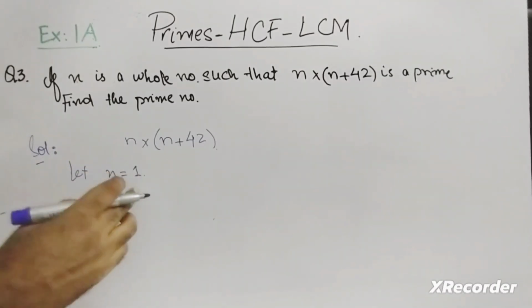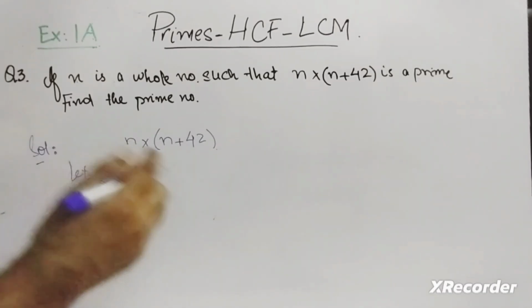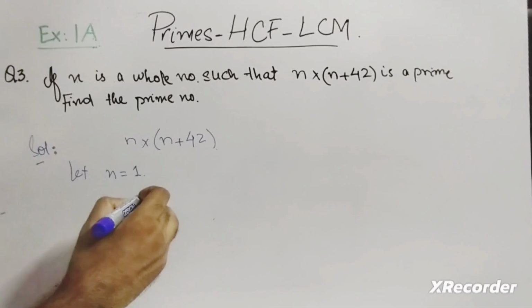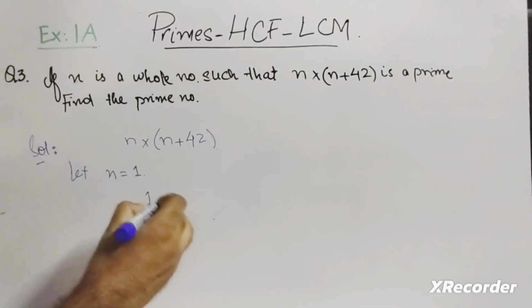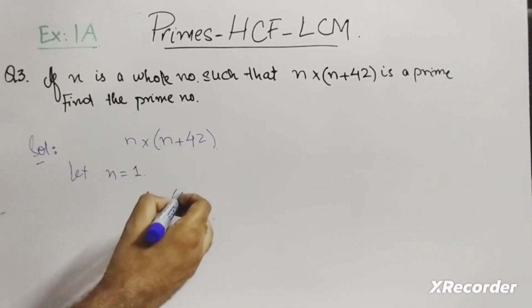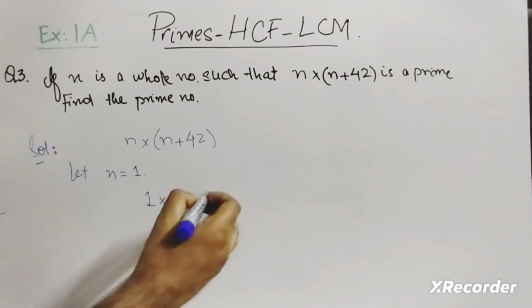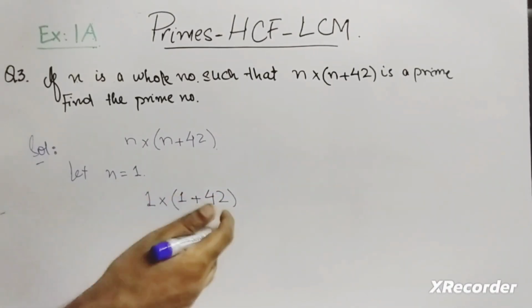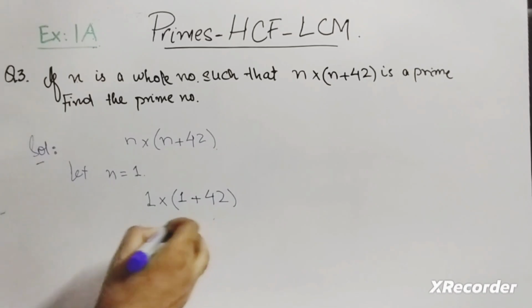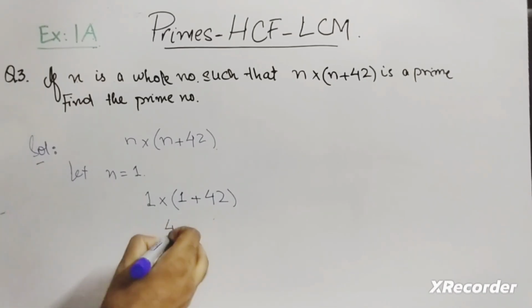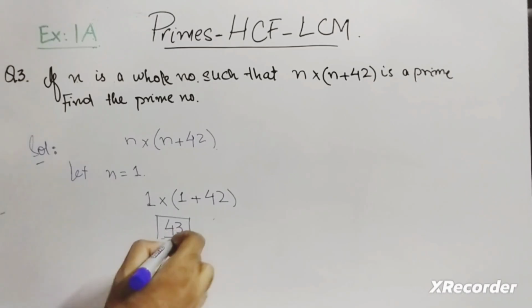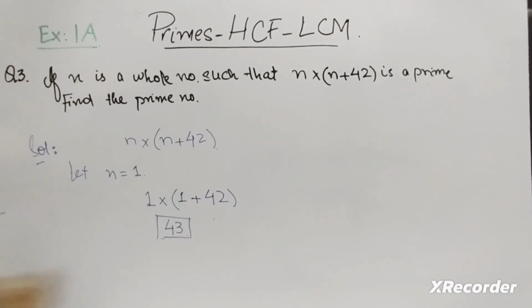Now when n is equal to 1, putting the value of 1 in there, n means 1, multiplied with 1 plus 42. So 1 plus 42 is 43, multiplied with 1 is 43, and 43 is a prime number. So this is our answer.